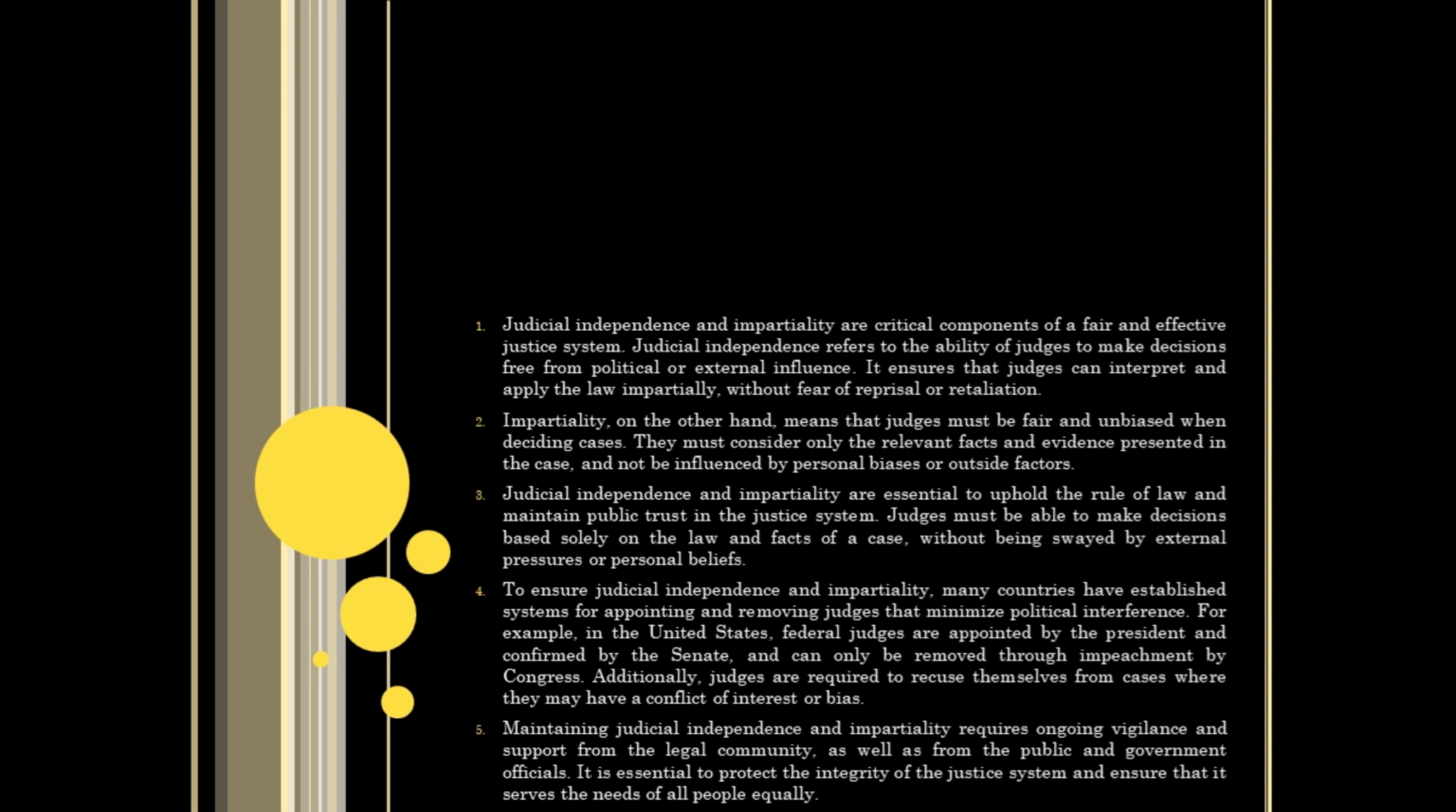2. Impartiality, on the other hand, means that judges must be fair and unbiased when deciding cases. They must consider only the relevant facts and evidence presented in the case, and not be influenced by personal biases or outside factors. 3. Judicial independence and impartiality are essential to uphold the rule of law and maintain public trust in the justice system.